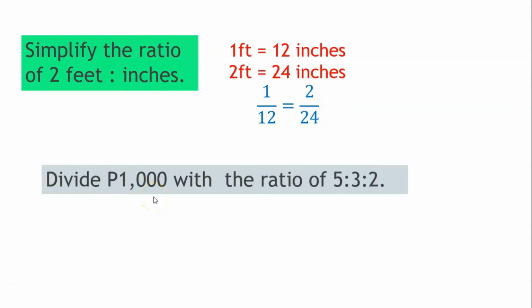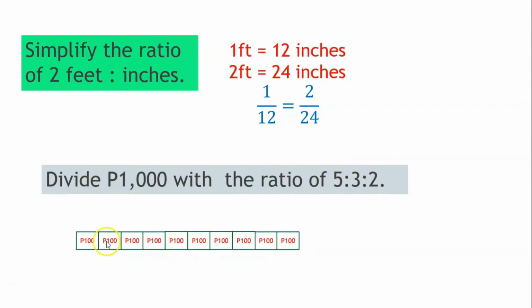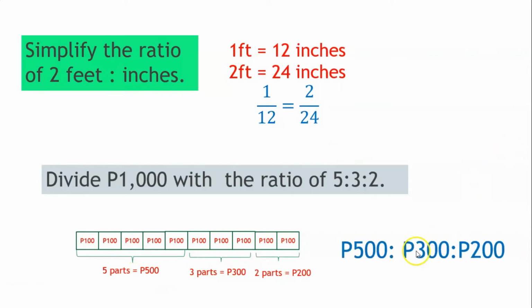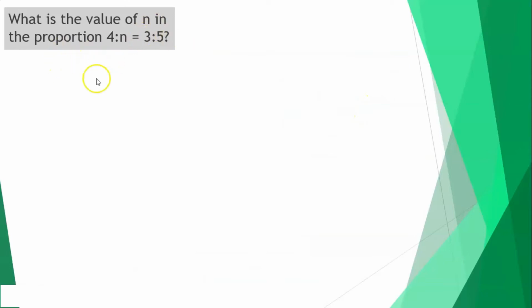Okay, another. Divide 1,000 pesos with a ratio of 5:3:2. Given this, we have 5 plus 3 plus 2, so that would be 10 parts. So 1,000 divided into 10 parts, we have 100 each part. So 5 parts would be 500, 3 parts is 300, and the last 2 parts is 200. So these are the corresponding denominations of 1,000 with the ratio 5:3:2.